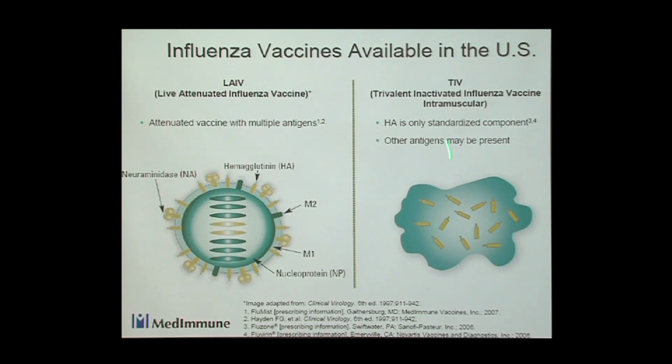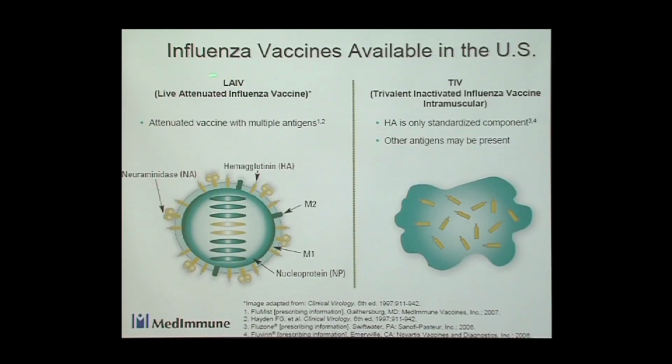This is the one you likely are familiar with. This is the shot in your arm. It only has the hemagglutinin as the primary protein that you're looking to get immunity against. In contrast, there's a new vaccine out there. It's been out there about 5 years, and this is the FluMist. So this is the one you inject in your nose.